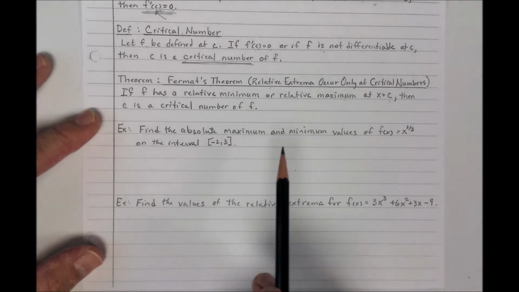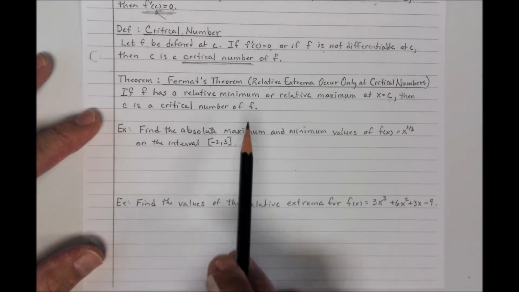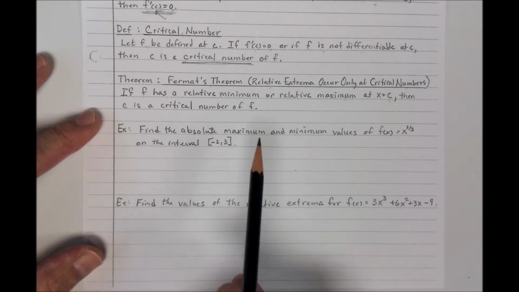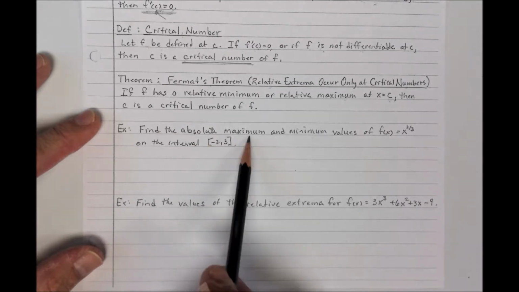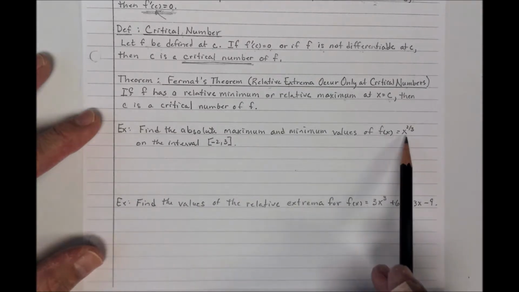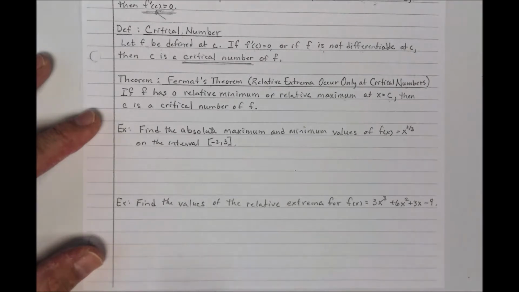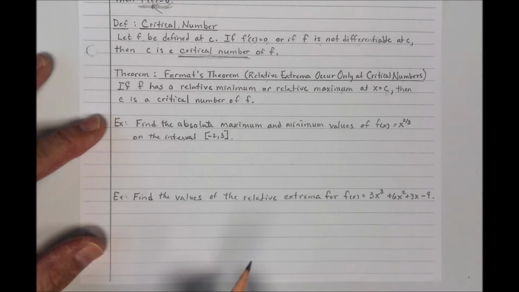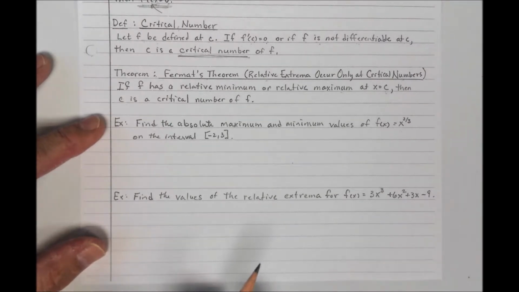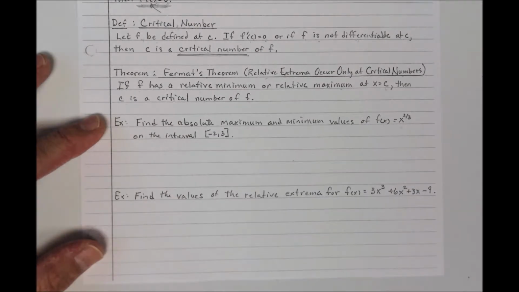Those are our candidates. And then we're going to check to see which ones give us minimums and which ones give us maximums here. All right, so first up: find the absolute maximum and minimum values of f(x) = x^(2/3) on the interval from -2 to 3. All right, so again, right now, we're probably going to have to use some type of a sketch here, but I'm going to try to sidestep that for this first example, and then I'm going to show you the sketch to back up my work.